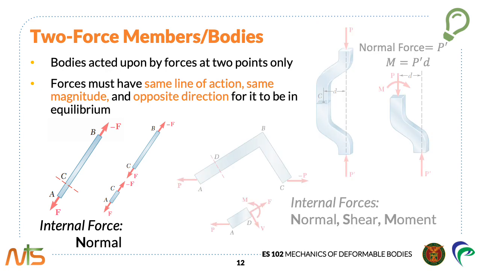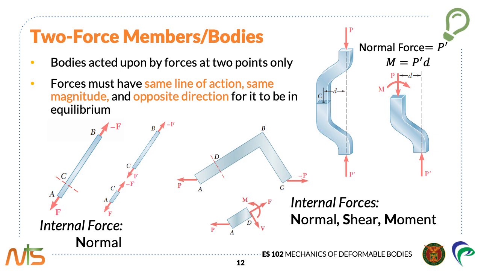We note that in the case of a two-force member which is not straight, the middle figure and the rightmost figure, the internal forces are reduced to a force-couple system and not to a single force. So the internal forces in two-force members which are not straight are normal, shear, and moment.